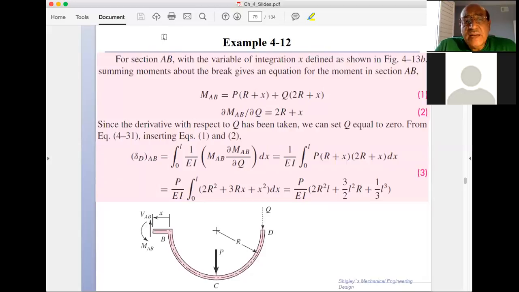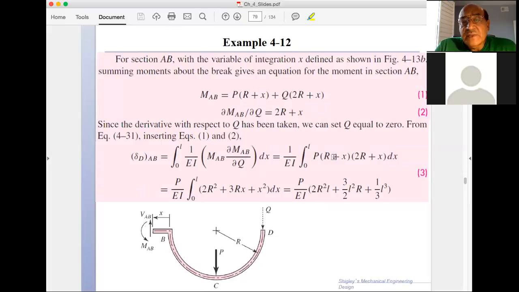If we go back to the equation for the delta AB, the delta at D due to the energy stored in AB. That's the way we read it: delta at point D due to the energy stored in the section AB. And that is 1 over EI times M dM by dQ. So when we do this, we need M, which is this long expression, and then we need dM by dQ.